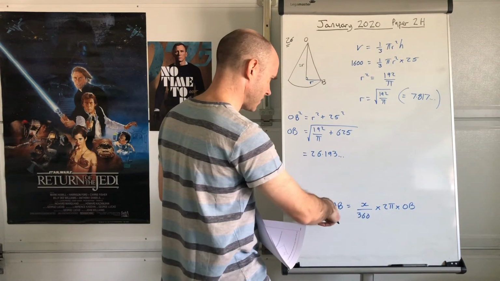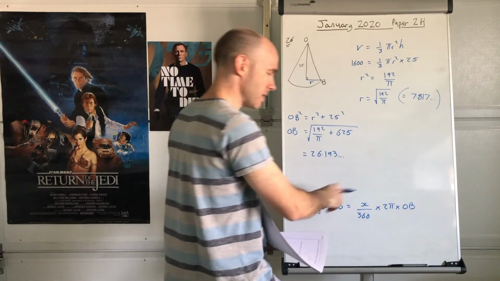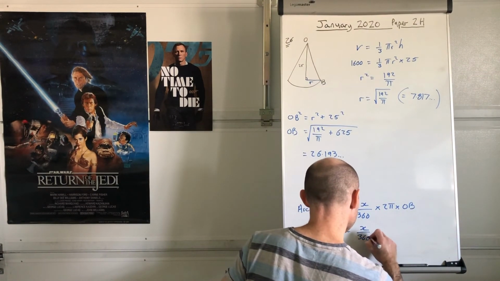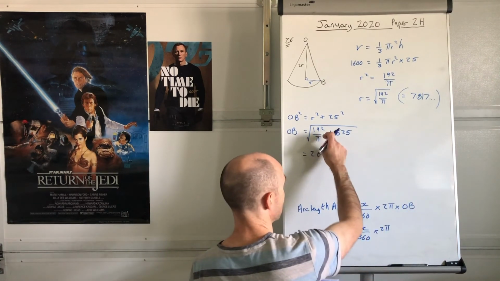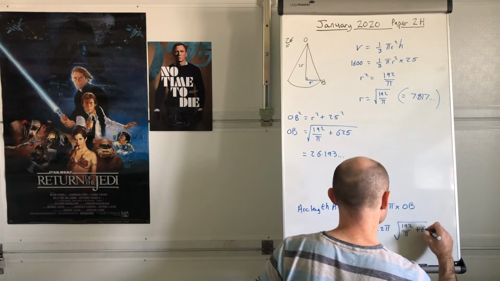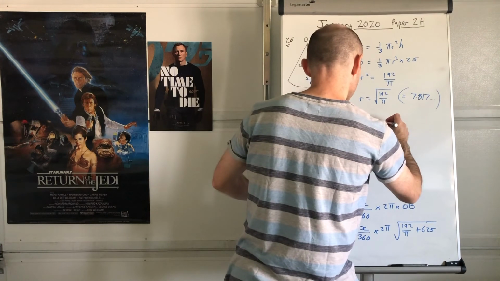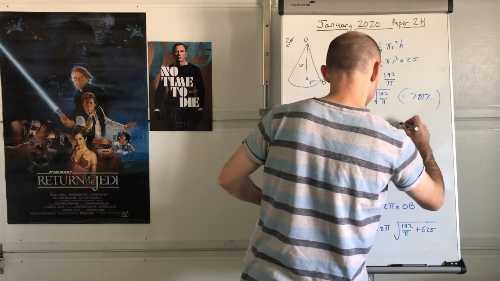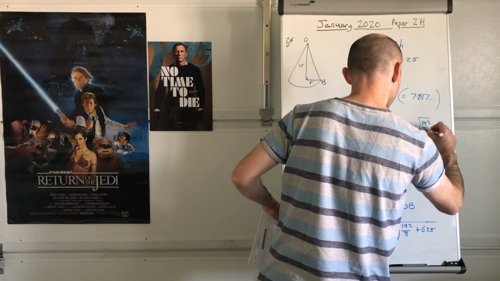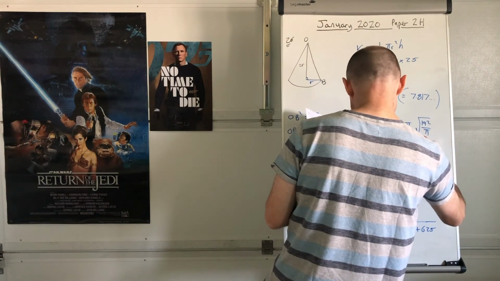Okay, so let's just recap what I said we're going to do. We want to use the arc length, which we haven't got yet, but we also want to use OB, which is this. I'm going to write that in now. So you've got x over 360 times 2 pi times OB. You either use that or that. I'm going to put in the exact value, 192 over pi plus 625. So what we need to do now is just work out the arc length. That's the circumference of this circle. So I'm going to write circumference C is equal to 2 times pi times r, which is root 192 over pi. And that would give us 16 root 3 root pi.